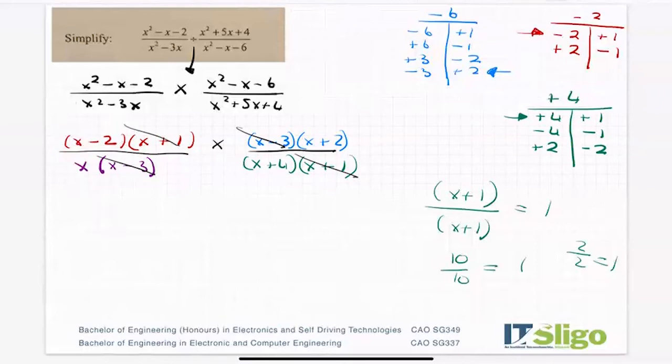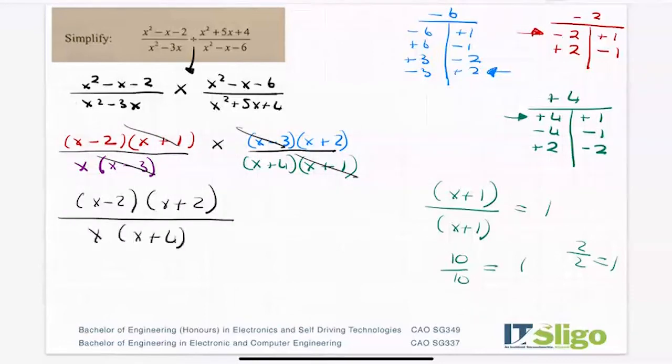Okay, so where does that leave me? Well, that leaves me with x minus 2 by x plus 2 on the top. And it leaves me with x times x plus 4 on the bottom. So you can see straight away, from just factorizing that, I've something much more manageable down here.